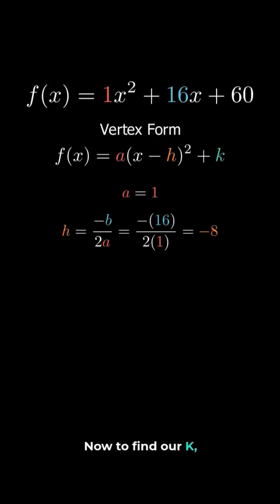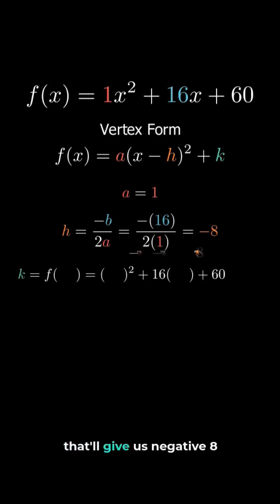Now to find our k, we're going to plug in our negative 8 into our function and essentially evaluate f of negative 8. When we do that, that'll give us negative 8 squared plus 16 times negative 8 plus 60, which will give us ultimately negative 4.